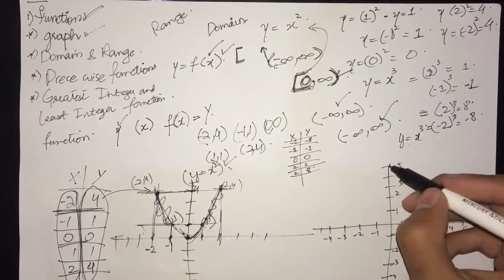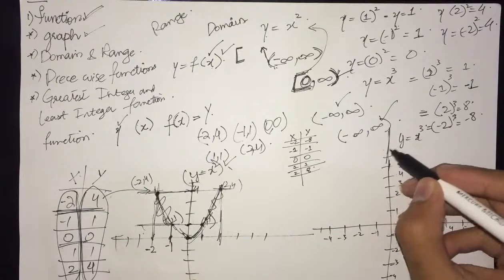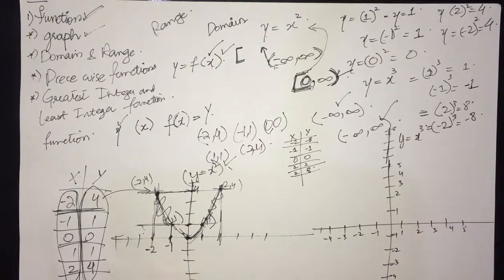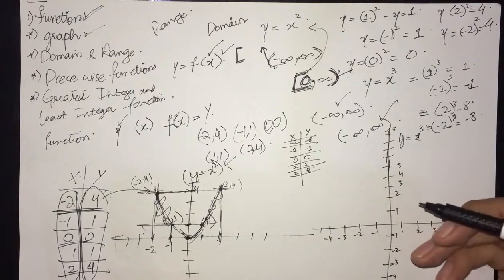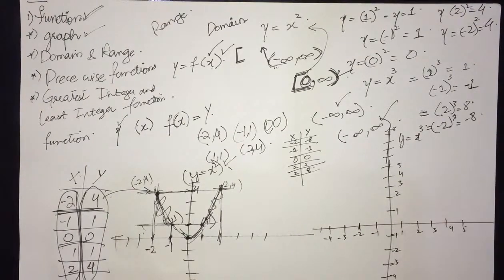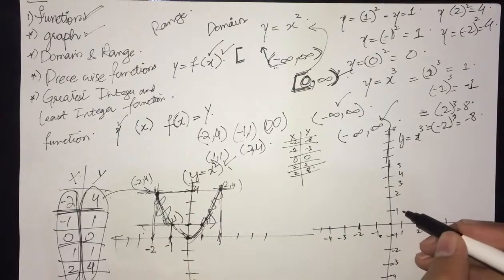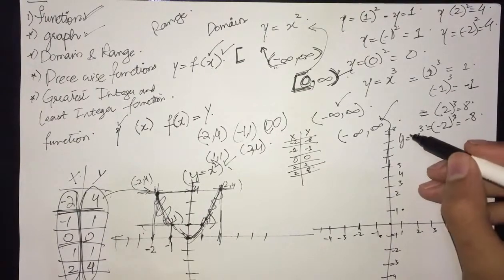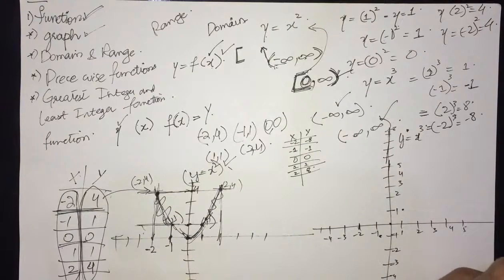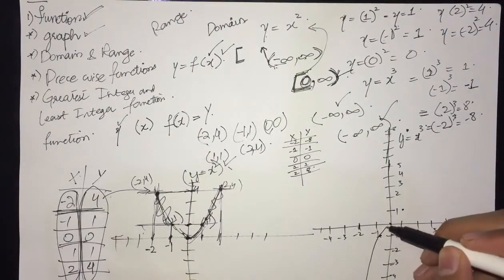So let's say this is 8, say this is minus 8, minus 7, yep. So for minus 2 we have minus 8, so minus 2, minus 8, so it's about here. We have minus 1, minus 1, it's about here. We have 0, 0, we have 1, 1, and for 2 we have 8. So its graph is going to be like this.